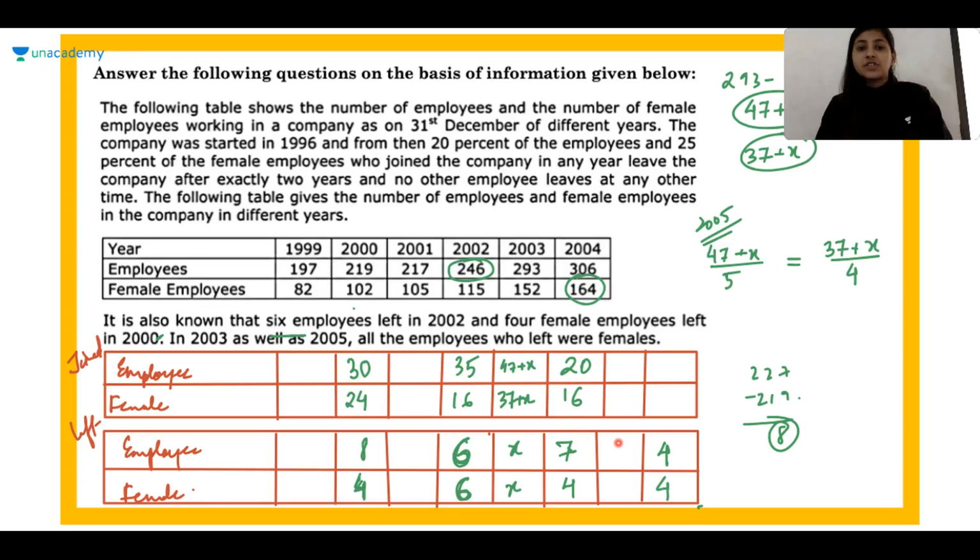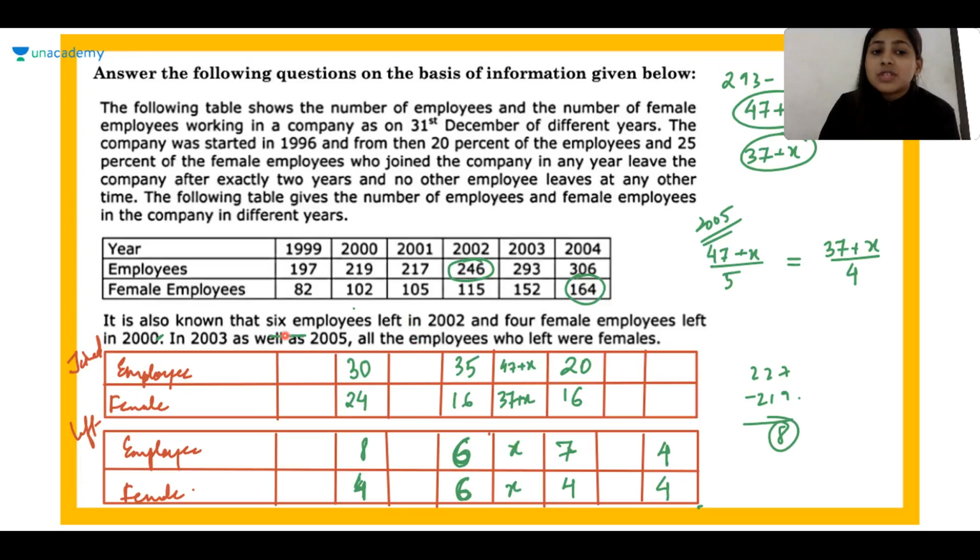25% is leaving after every 2 years. Did you follow? 25% is leaving after every 2 years. That is what we are using. The other thing we are using is if this many left, the number should have become this. Instead it became that, so some of them also would have joined.